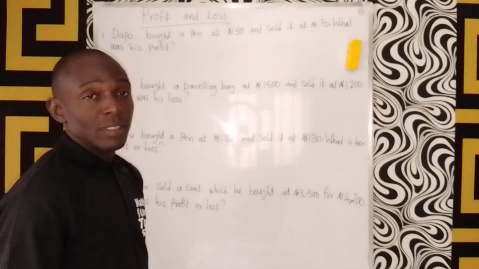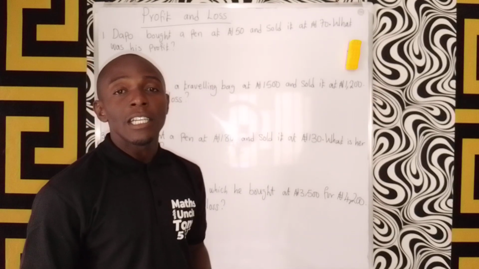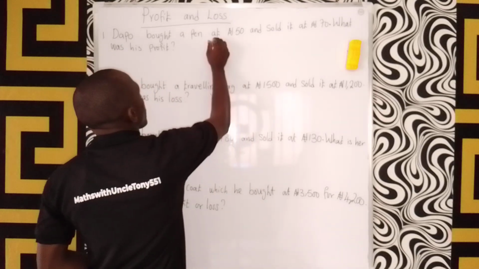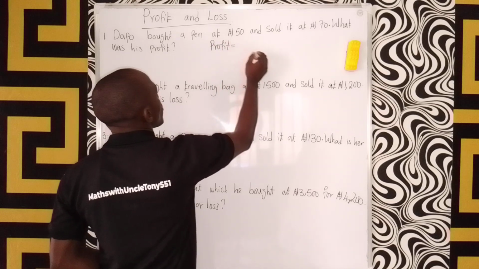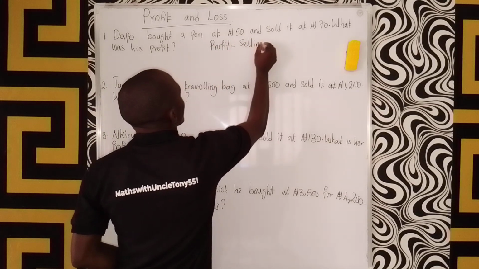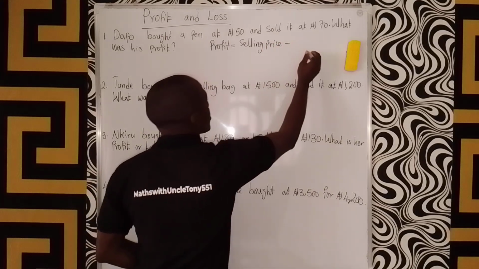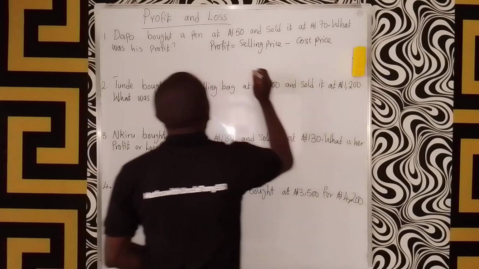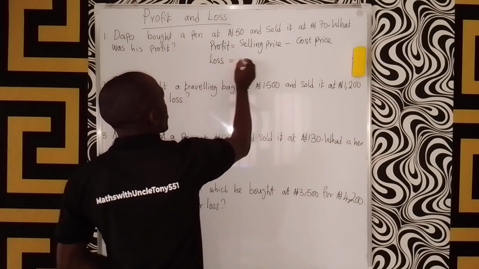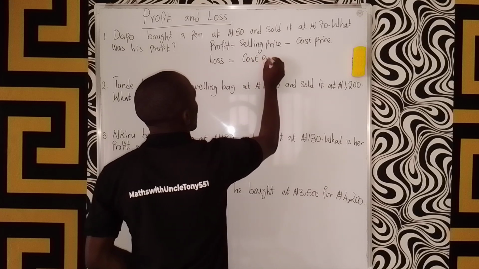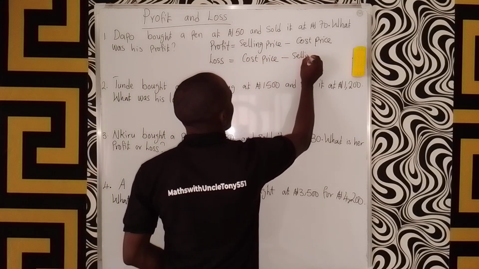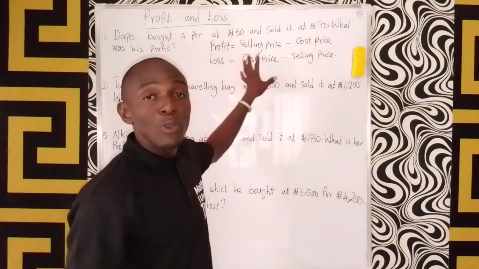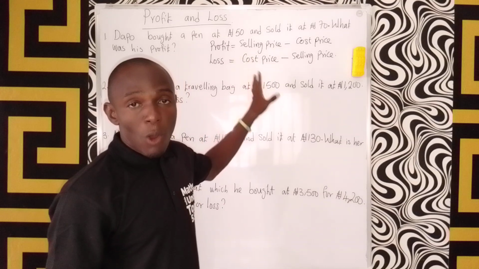Now, in profit and loss, we have formulas that we use to solve for profit or for loss. The formula for profit is equal to selling price minus cost price. While for loss, we have cost price minus selling price. So these are the two formulas we use in calculating profit or loss.